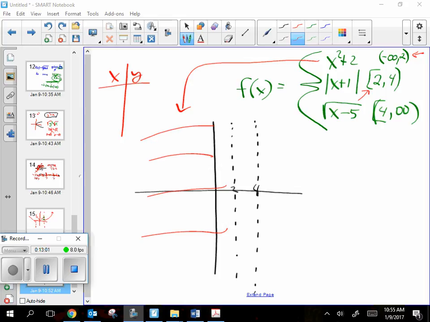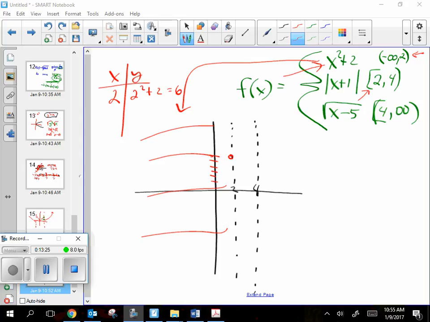So this is everything up till 2. But I'm going to still stick in 2 into this function right here and get 2 goes in. I get 2 squared is 4 plus 2. 4 plus 2 is 6. Why am I doing that? Because at 6, right there, I'll have an empty spot.